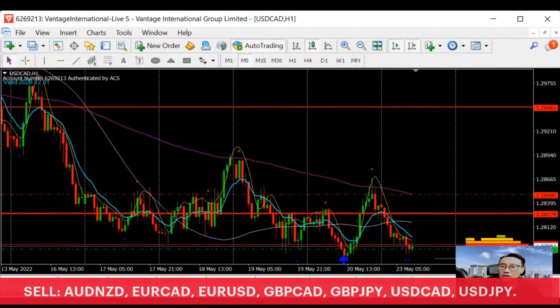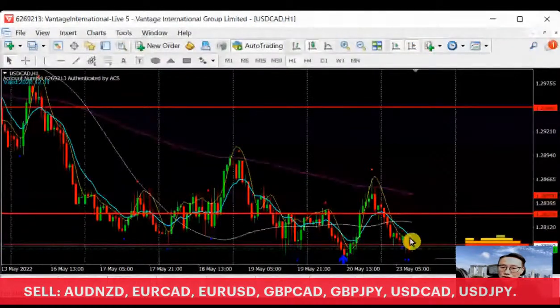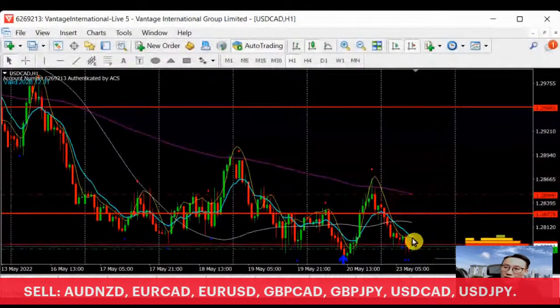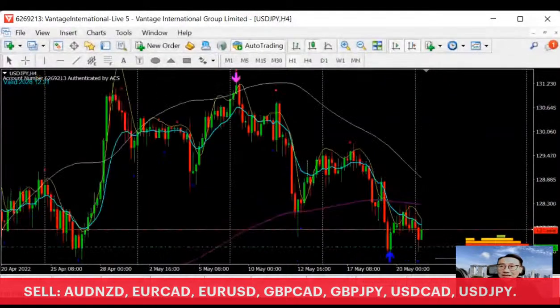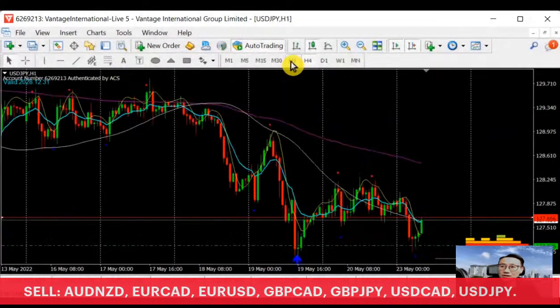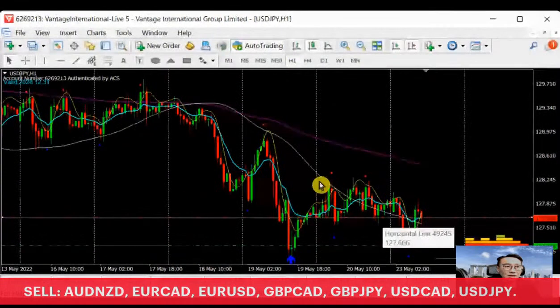Dollar CAD. We have not broken the support yet, so definitely no. How about dollar yen? Dollar yen, we are testing on the resistance right now. The resistance, the previous support that became the resistance. This is a trending market.